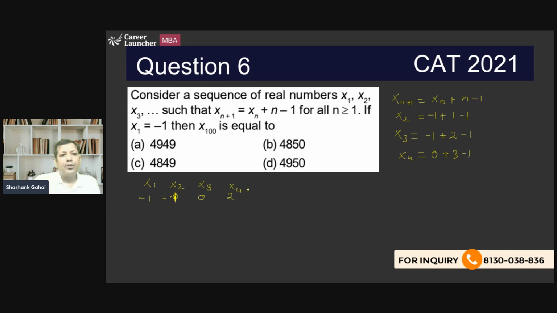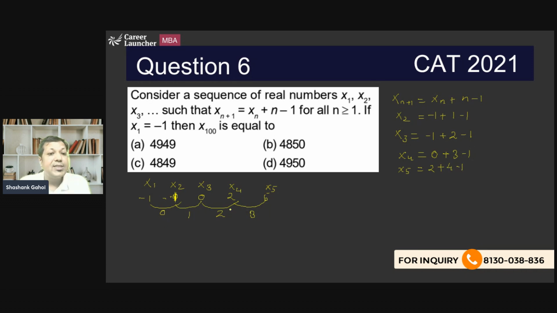My job is to figure out the pattern. What is the difference between these two numbers? 0. What is the difference between these two numbers? 1. What is the difference between these two numbers? 2. So if x5 comes out to be 5, I got my answer. Let me check the value of x5. I put n equal to 4 and get x5. So x4 is 2 plus 4 minus 1. That value is fine.